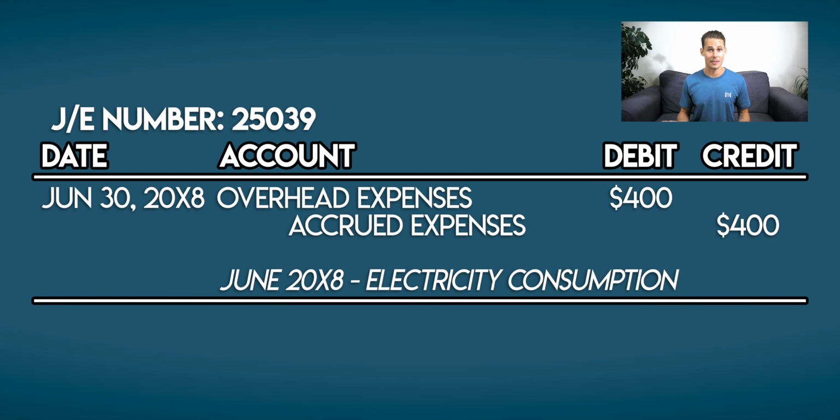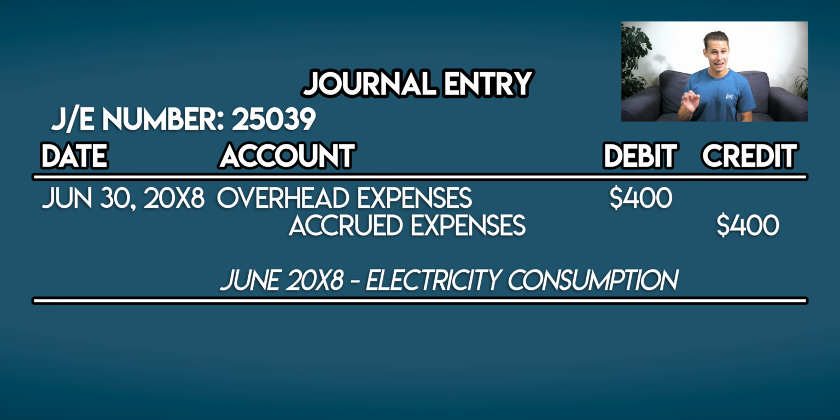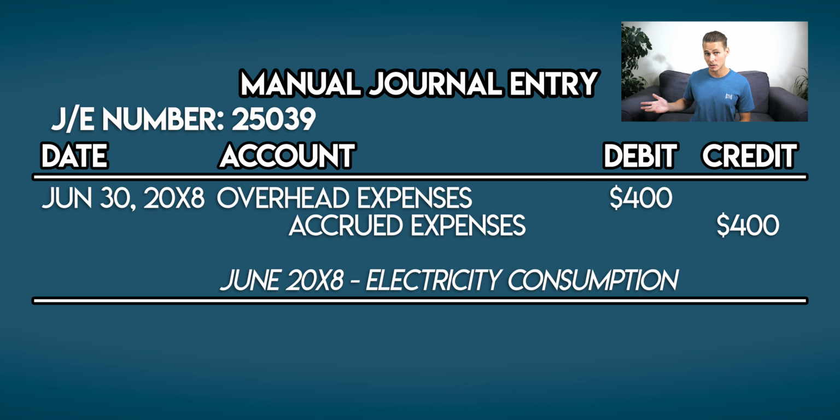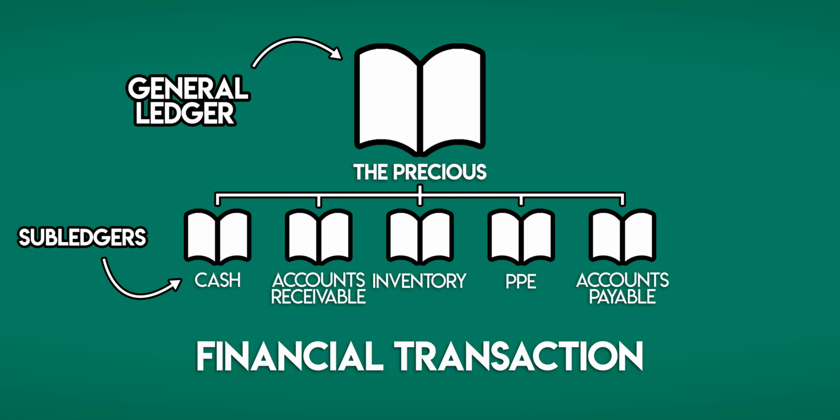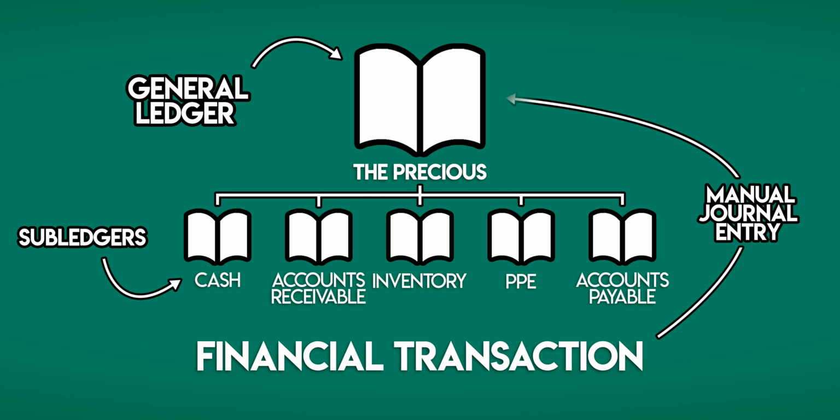If you'd like to learn more about that, I've made a whole video covering accrued expenses, which I'll link to down in the bottom. But what we're looking at here is a journal entry, and that means that this is a record of a financial transaction. And this is a manual journal entry because we're posting it ourselves. If we pop back to our diagram, we can see that we're posting this transaction directly into a General Ledger. Kind of like this.